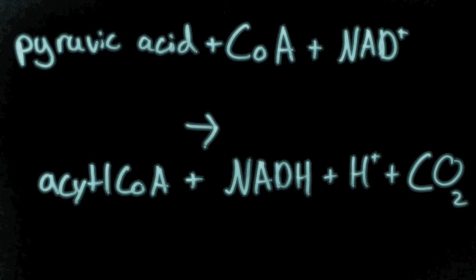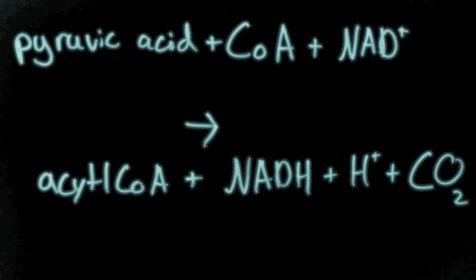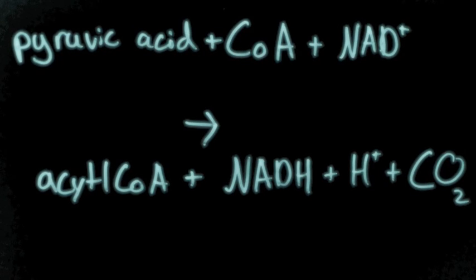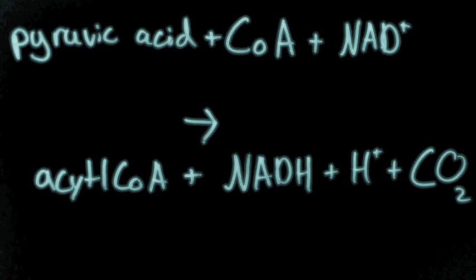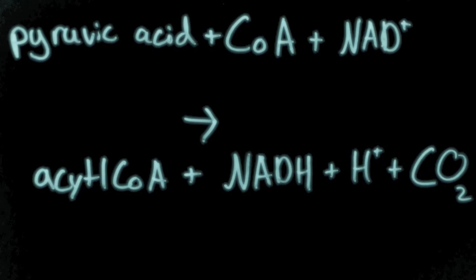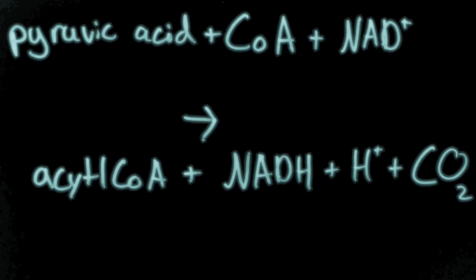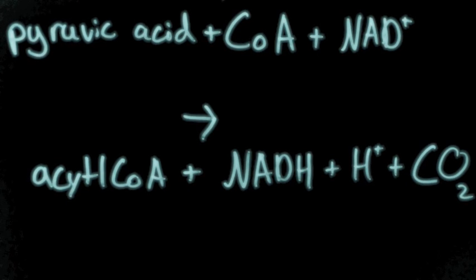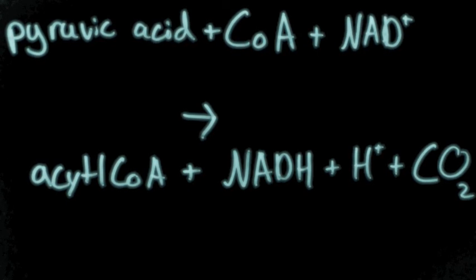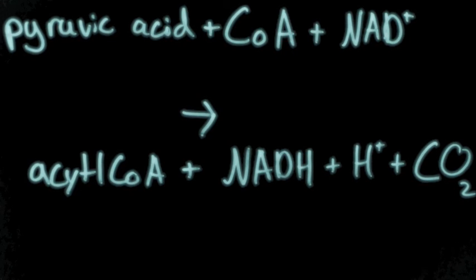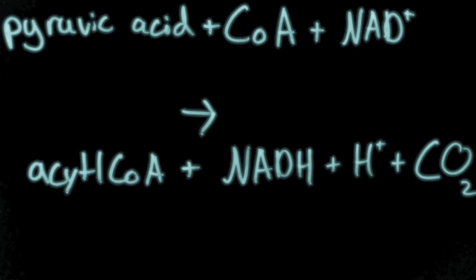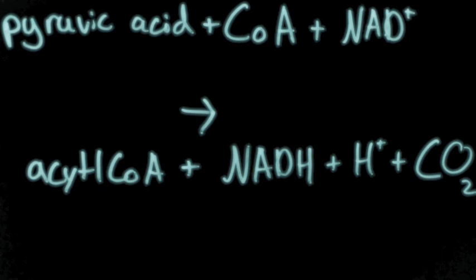First, a carboxyl group is removed from pyruvate as carbon dioxide. NAD removes a hydrogen from pyruvate for the formation of NADH. Finally, the oxidized carbon fragment attaches to the coenzyme A, forming acetyl-CoA. The remaining products of this process are acetyl-CoA, NADH, hydrogen, and carbon dioxide.